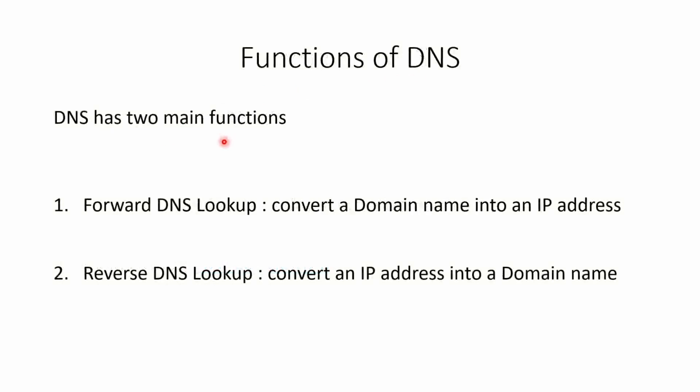Functions of DNS. DNS has two main functions. First, forward DNS lookup, converting a domain name into an IP address. Second, reverse DNS lookup, converting an IP address into a domain name. Now, everyone should raise a question. Why do we want to convert the domain name into an IP address? Domain names are easy to remember, isn't it?